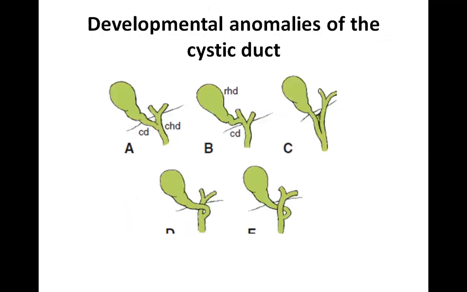Now there are developmental anomalies of the cystic duct. Either it may be opening into the common hepatic duct, or it may open into a right hepatic duct, or it may be opening into the common hepatic duct at an acute angle, or it may be winding around that common hepatic duct from its anterior or the posterior side. So all these anomalies may lead to the obstruction of the bile and may lead to jaundice, or maybe sometimes it may give rise to the bile stone as well.